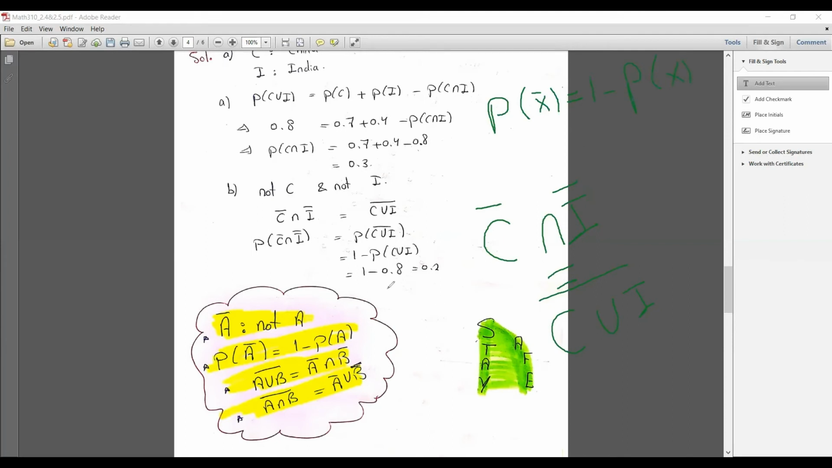Okay, guys, great. Let's use these two. So this one is P of C union I bar. Then it will be 1 minus P of C union I. P of C union I was already given as 0.8, so we're going to get 0.2. Okay, guys, let's proceed right now.